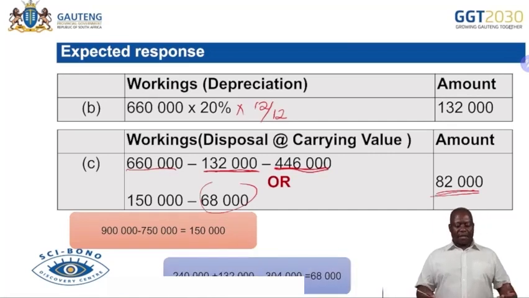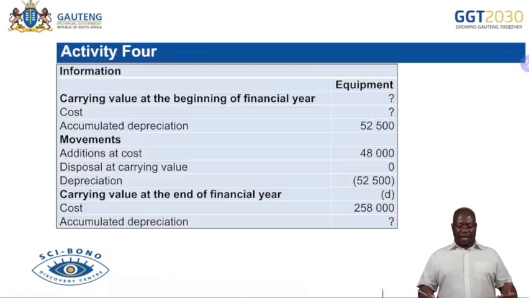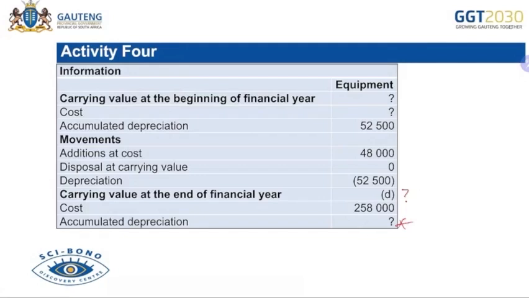Now, the next one is the calculation for activity 4 equipment. We are looking for D. D, a simple one. This is carrying value at the end. The trick is we can easily find this, I think. Check the information that is given. Can it help you to find the accumulated depreciation at the end? If it can, then we can easily find our figure D. Let's find accumulated depreciation at the end.